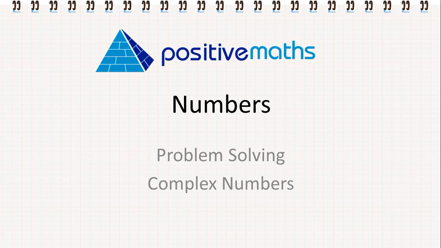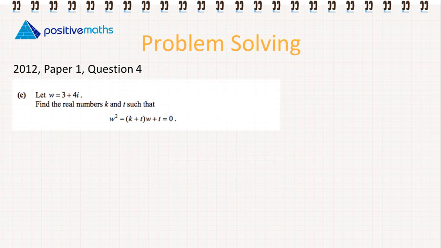In this video for Positive Maths, we're going to look at the final part of an exam question for complex numbers. So this is 2012 paper 1 question 4, and it's part C. It says, if we let w be equal to 3 plus 4i, find the real numbers k and t such that w squared minus (k plus t) multiplied by w plus t equals 0.